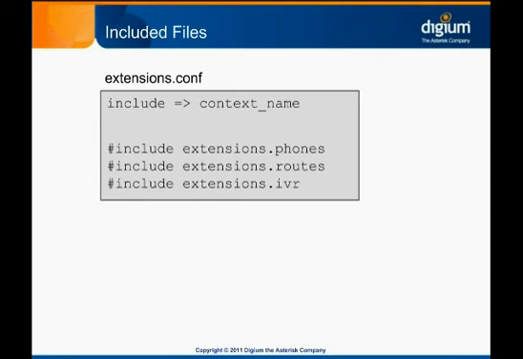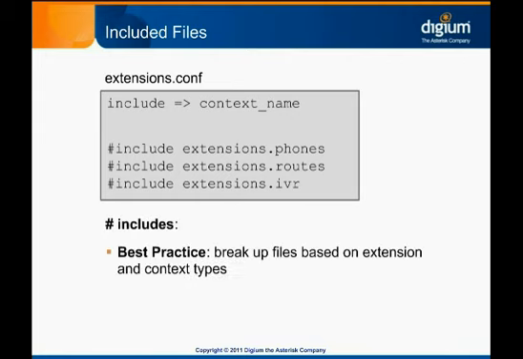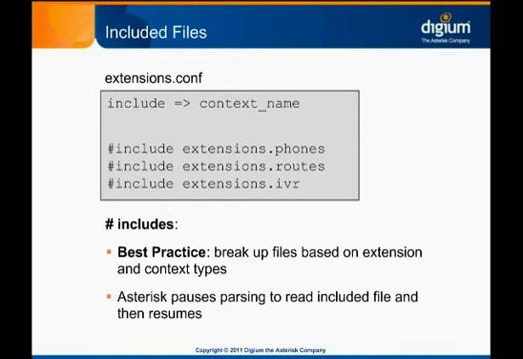This makes it possible to break up very large dial plans into multiple files so they're easier to manage. It makes sense to break up the dial plan into files based on what types of extensions or contexts are in each file, but there's no requirement to do so. In fact, there are no requirements enforced on this type of file include at all. When Asterisk finds the file include directive, it pauses parsing of extensions.conf to go read and load the included file. After it loads the contents of the included file, it resumes parsing extensions.conf.